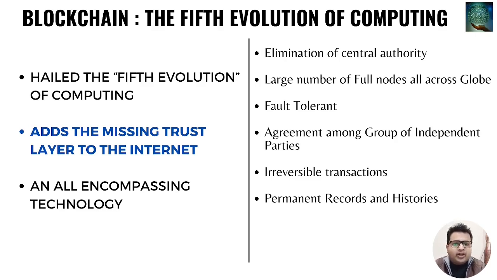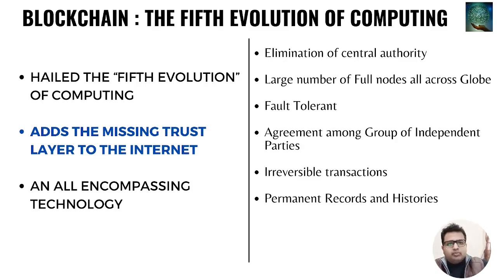Elimination of central authority, as we have already seen, it eliminates the central authority. Large number of full nodes all across the globe. So one more very interesting thing about blockchain is that all your information is not stored in just a single system. There are full nodes. Full nodes are computers, systems that are running some secure algorithms. So these computers are spread all across the globe, and these full nodes contain the complete record, your complete data, the transaction details, transaction data, all the data.